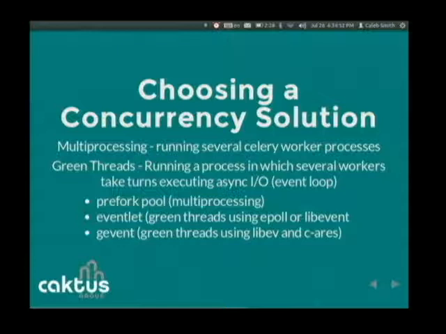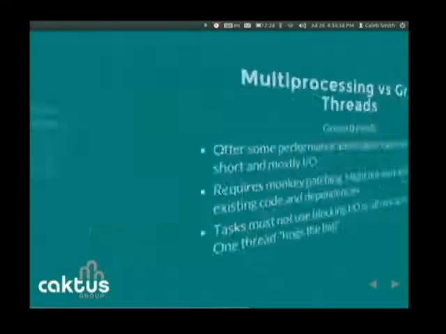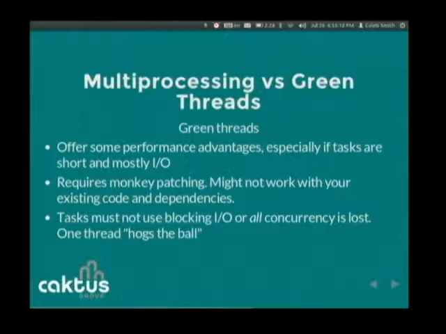And these are both green threads. They use different underlying libraries. They have some differences, but the general approach for both of them is that they use green threads. So with green threads, you have some performance advantages, especially if you're I/O bound. It does require monkey patching, and it might not work with your existing code, and especially with your dependencies. So if you use it, you kind of need to figure out if that's the case.